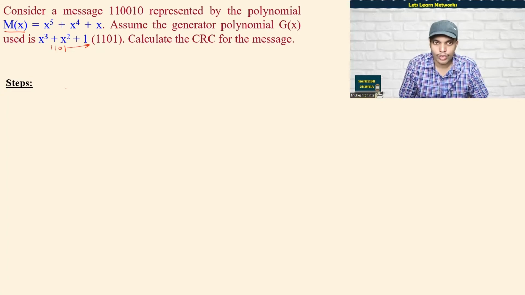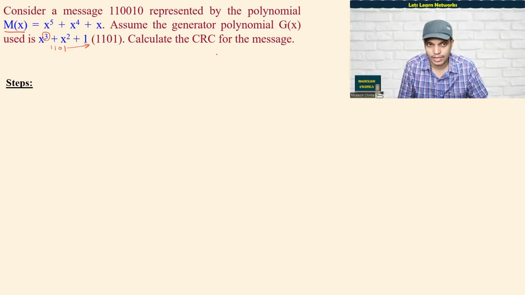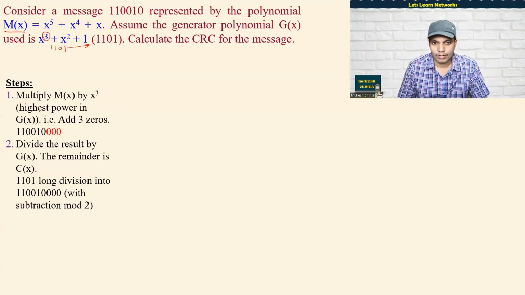Now, what did I tell you? In order to get the CRC, how many bits of CRC do we get? The degree of the generator polynomial. The degree of the generator polynomial is 3 here. Or in another case, if there are 4 bits in the generator polynomial, you will get 3 bits as the CRC. So let us proceed on. Now add 3 zeros to your message, and start dividing it by the generator polynomial.